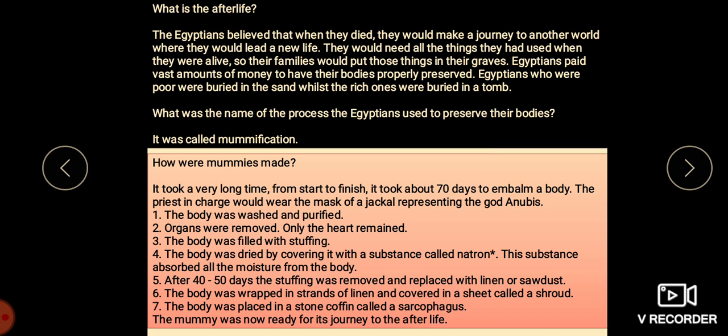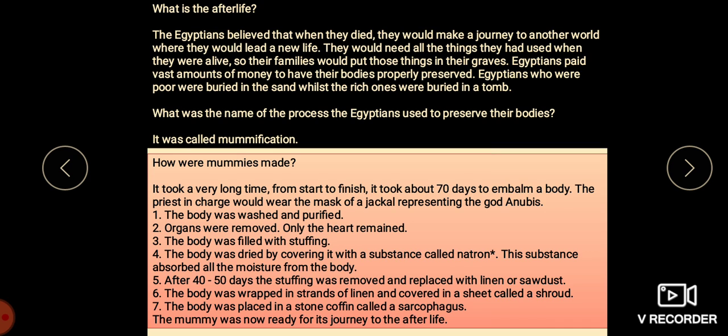So what is the name of the process the Egyptians used to preserve their bodies? This process is called mummification. How are mummies made? We have to know it. It took a very long time from start to finish. It took 70 days to embalm a body. The priest in charge would wear the mask of a jackal representing the god Anubis.